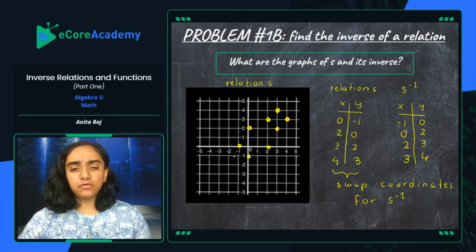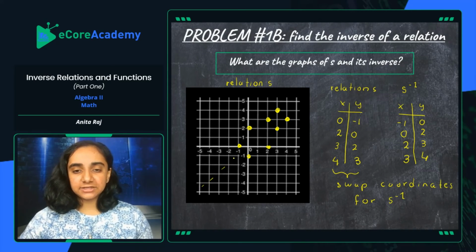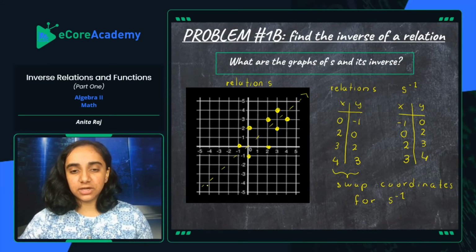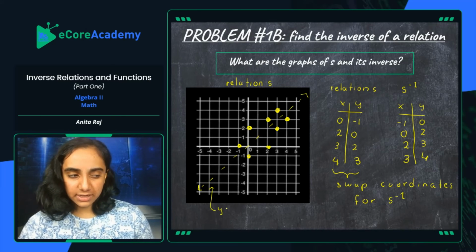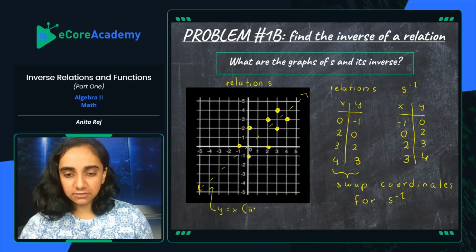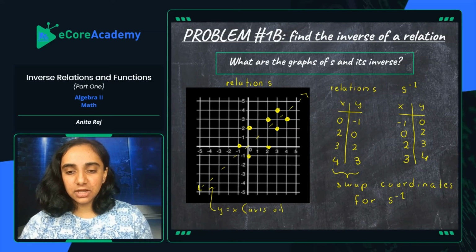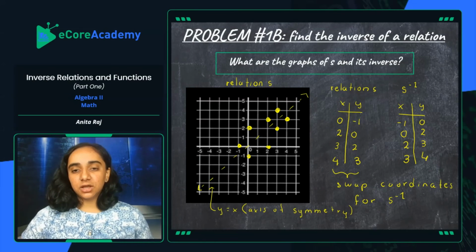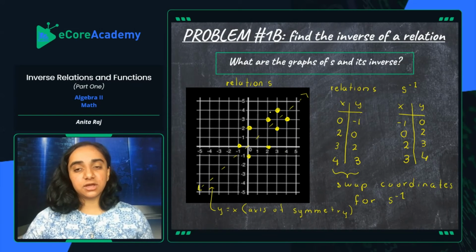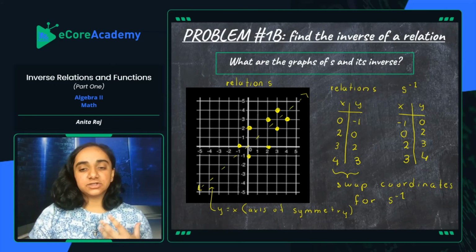As you can see, hopefully you noticed, there's actually an axis of symmetry right here. So I'm drawing a dotted line, and this represents our axis of symmetry, which is y equals x. You're probably wondering, what is the axis of symmetry? Symmetry is when you split a shape or a figure down the middle so that it has two reflected or identical sides. In this case, relation S is reflected across y equals x to find the inverse of S. So y equals x is going to be our axis of symmetry.